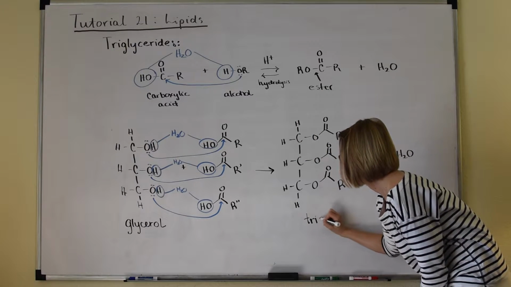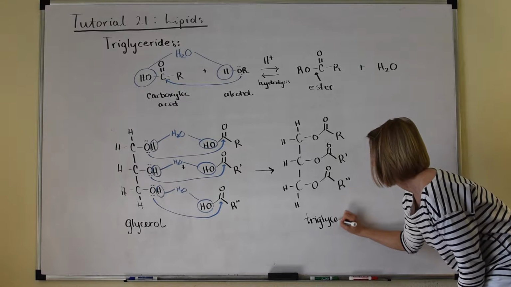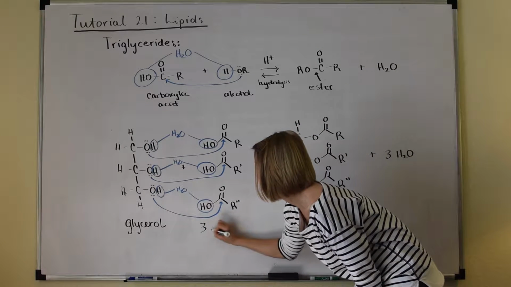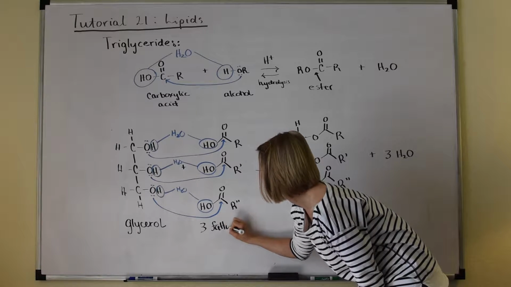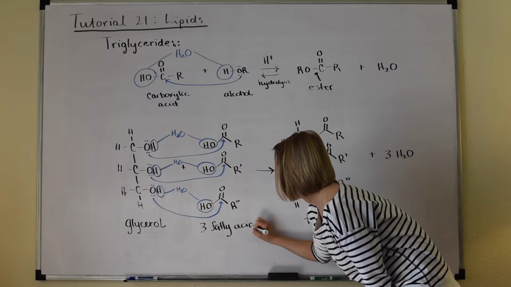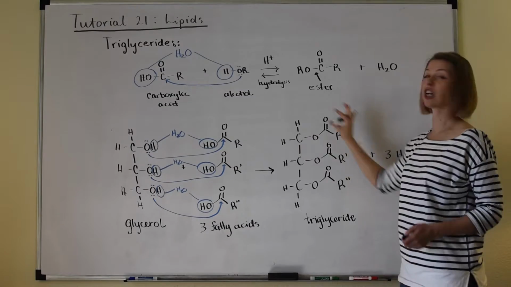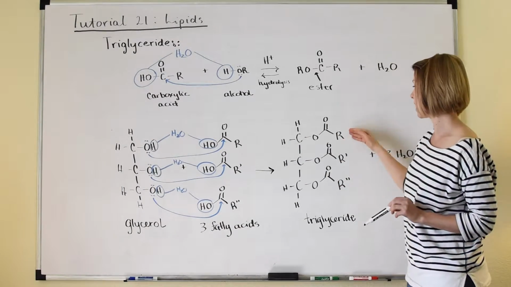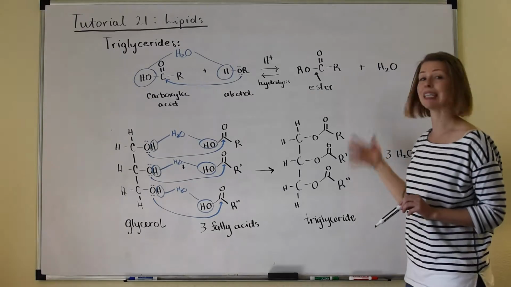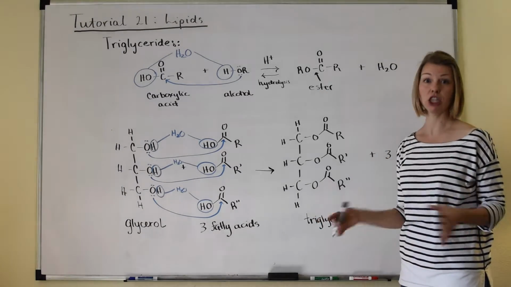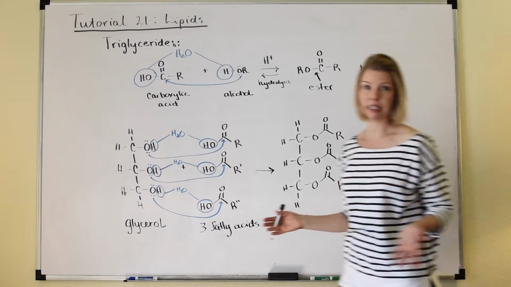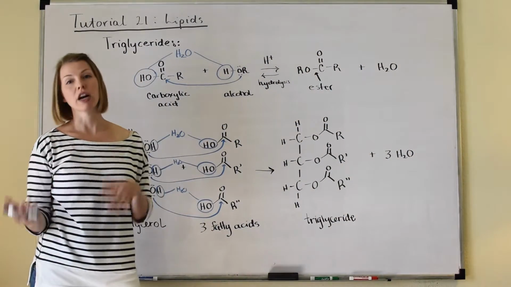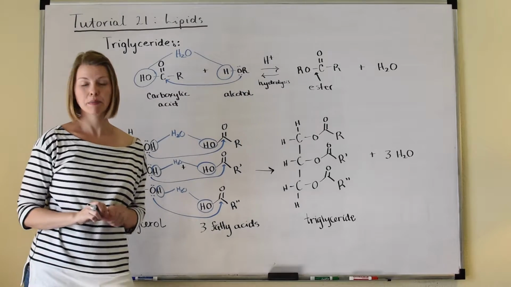So I should label that triglyceride. And I should label our 3 fatty acids. Okay, so here's the general structure of a triglyceride. And again, remember that the fatty acid chains need not be identical. They can all be different. 2 could be the same and 1 could be different. And they can also be a combination of saturated or unsaturated fatty acids.